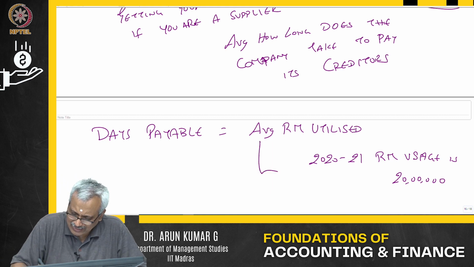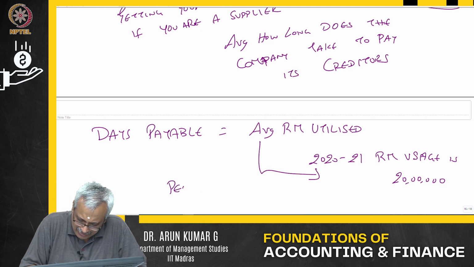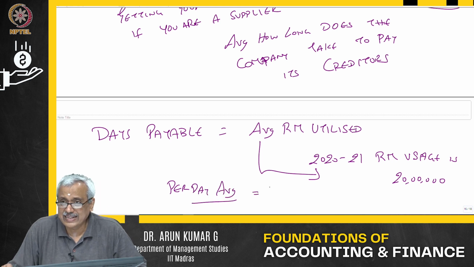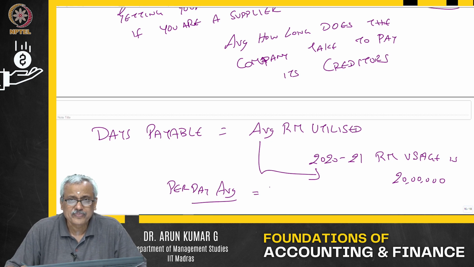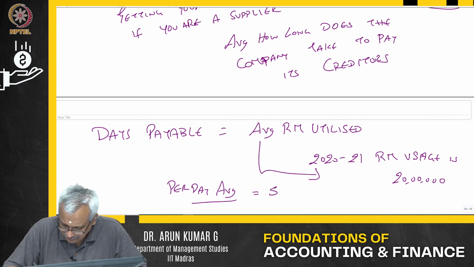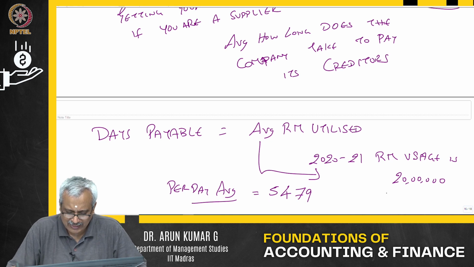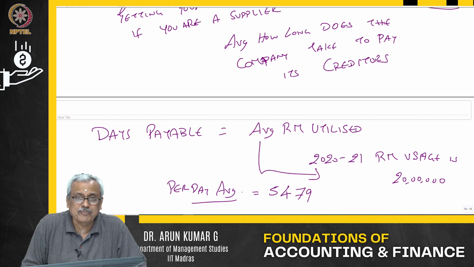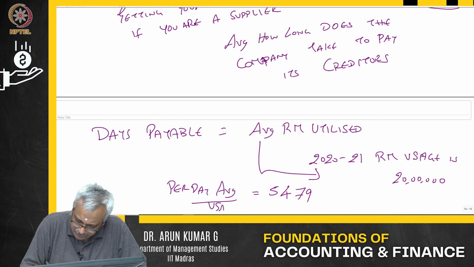Now I want to know average raw material usage per day. What is the utilization? 20 lakhs divided by 365. What is 20 lakhs divided by 365? 5479. I am ignoring the decimals. 5479 is the average per day usage.